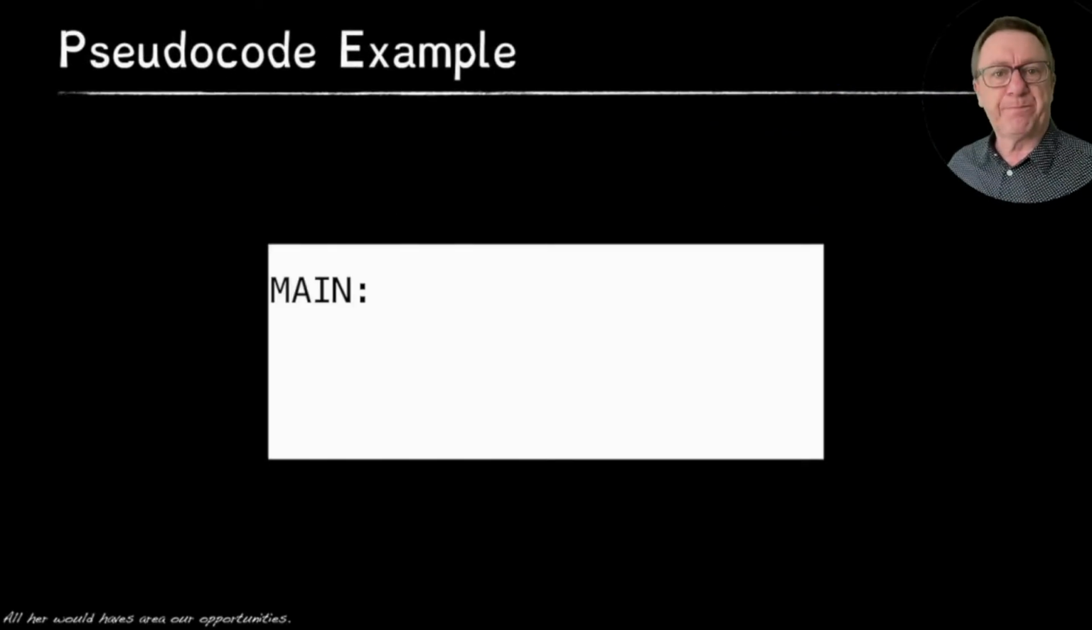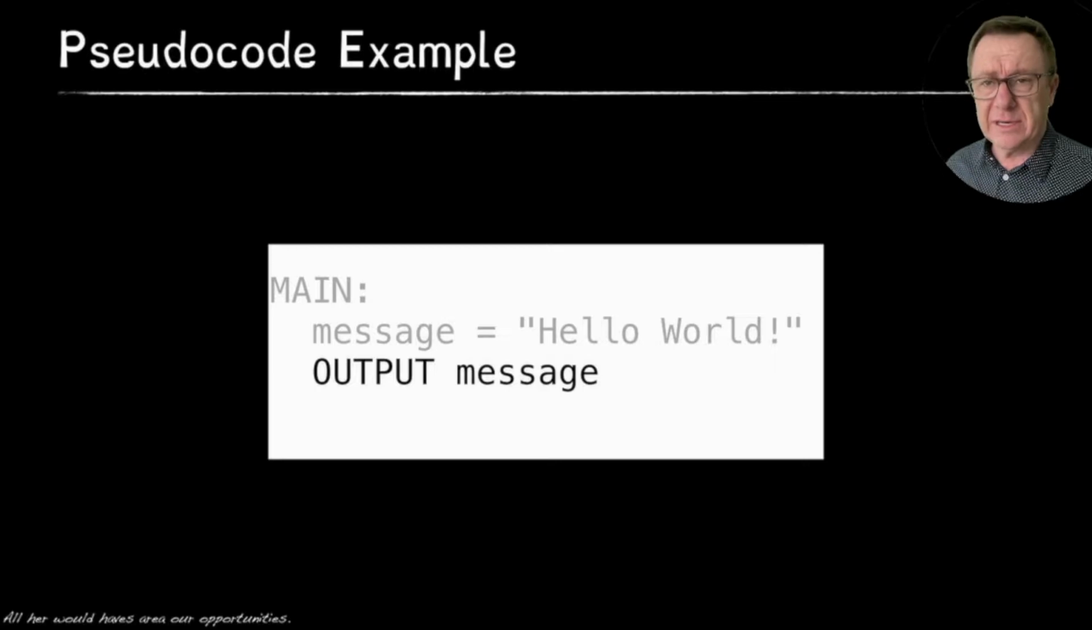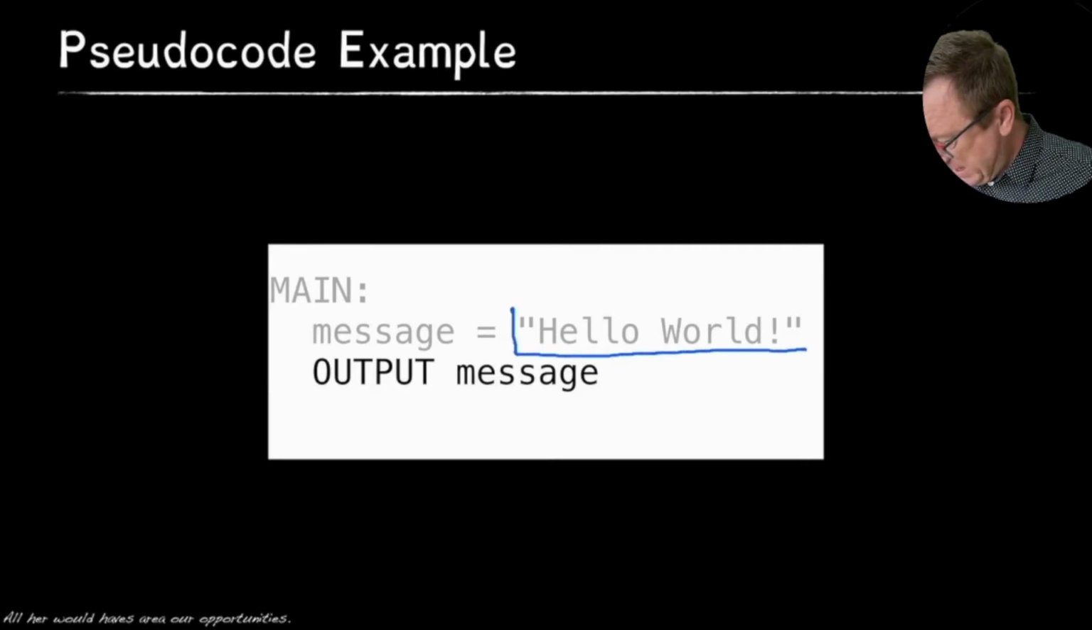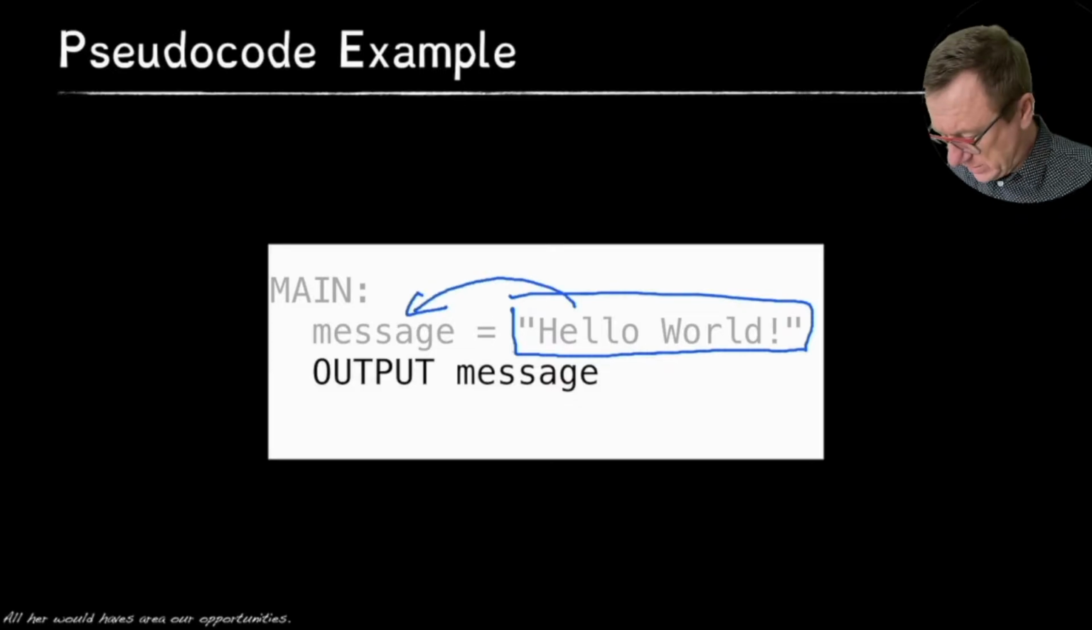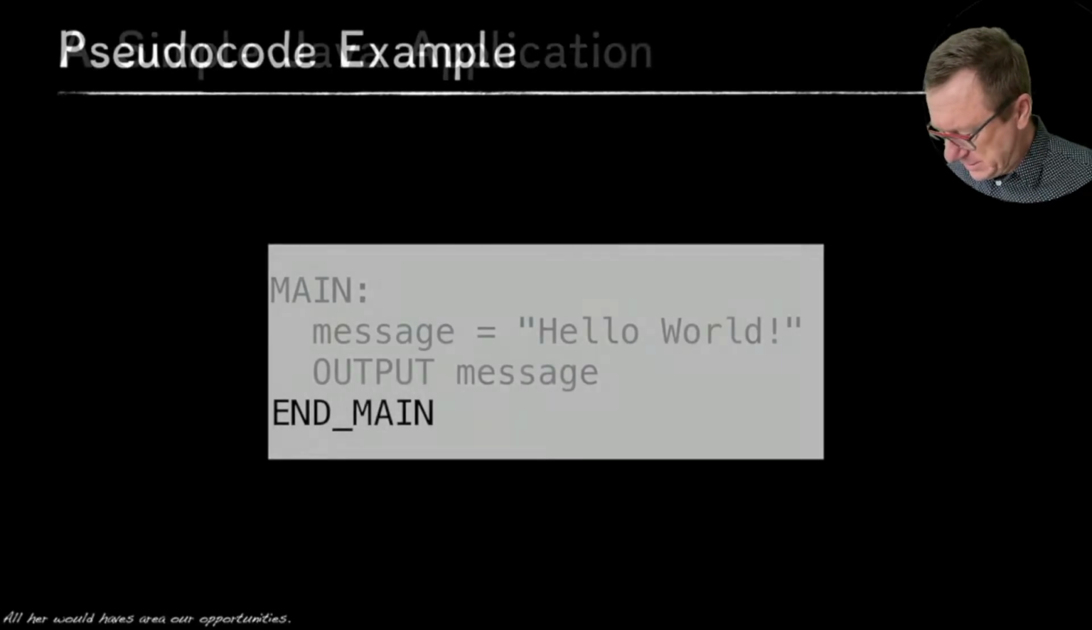So let's take a look at the pseudocode example I've got. You'll notice I often start with main just to say this is the main part where we're starting from. And I say message equals hello world. And now I say output message. So in my pseudocode, hello world has been popped into message. Okay, and now I say output message. So this is really going to say just print out whatever's there. And we're done. Straightforward, my pseudocode.